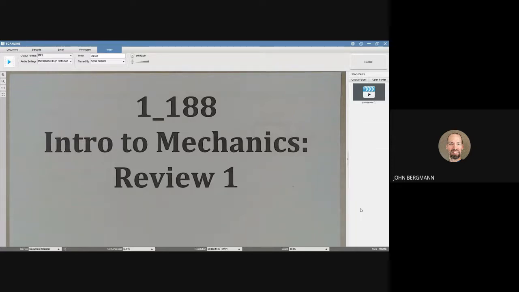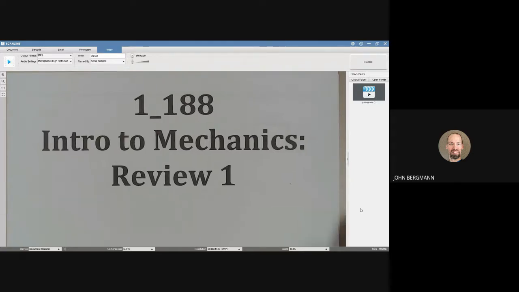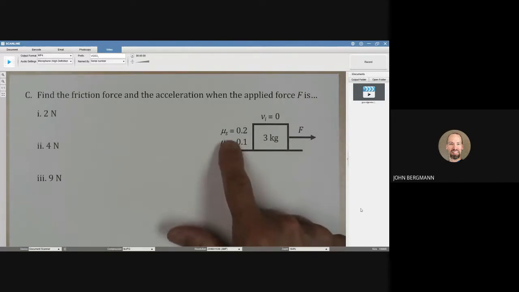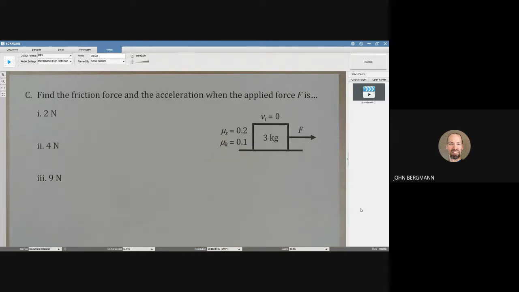We're now going to do a series of problems that review many of the things that we've covered in this first unit of study. So here we have a mass. We can see it starts from rest. We have a force applied to it. It's got a mass of 3 kilograms. And the coefficient of static and kinetic friction is given.